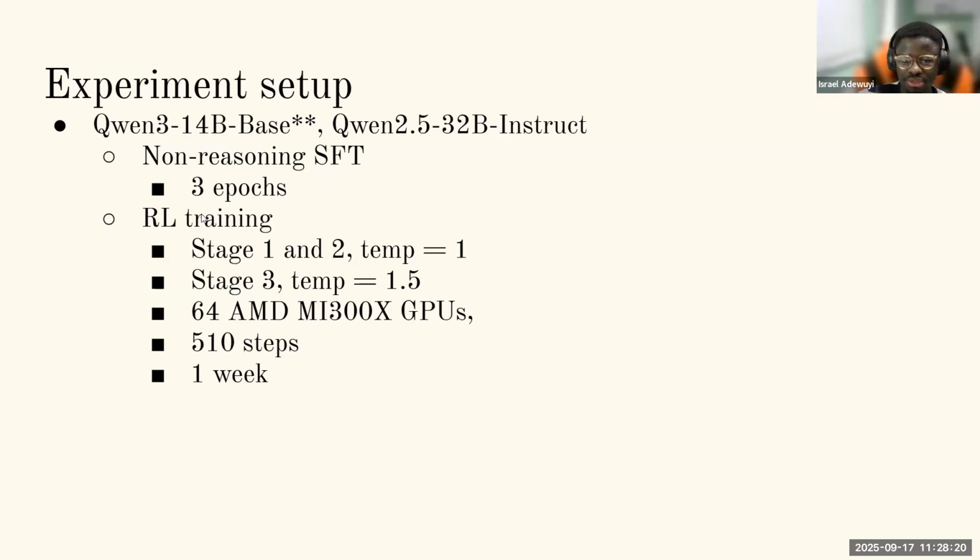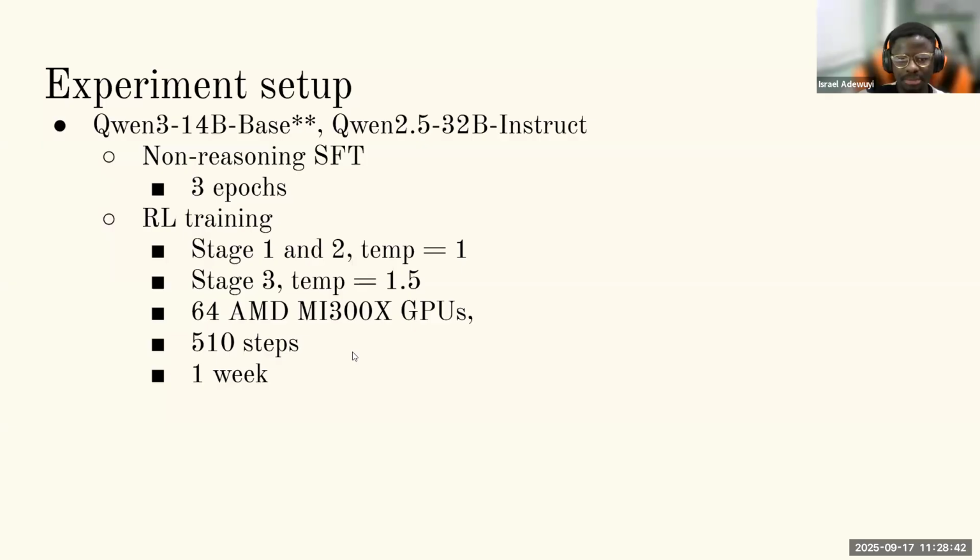For the RL training stage, stage 1 and stage 2, they had the sampling temperature of 1. Then stage 3, they increased sampling temperature to 1.5. All of the training was 510 steps carried out on 64 GPUs in about a week.